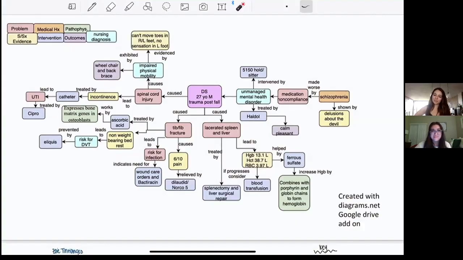And it's nice, I like to make mine on Google Drive through diagrams.net, which you can download. I'm not a very neat person, so I liked typing everything in. And a professor told me once this should be like your plan for the day and why you're doing it. And I kind of liked thinking about it like that.